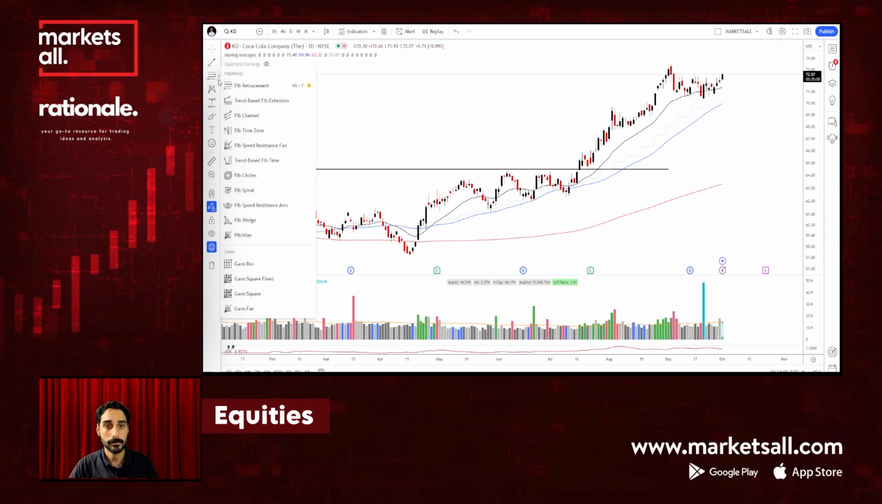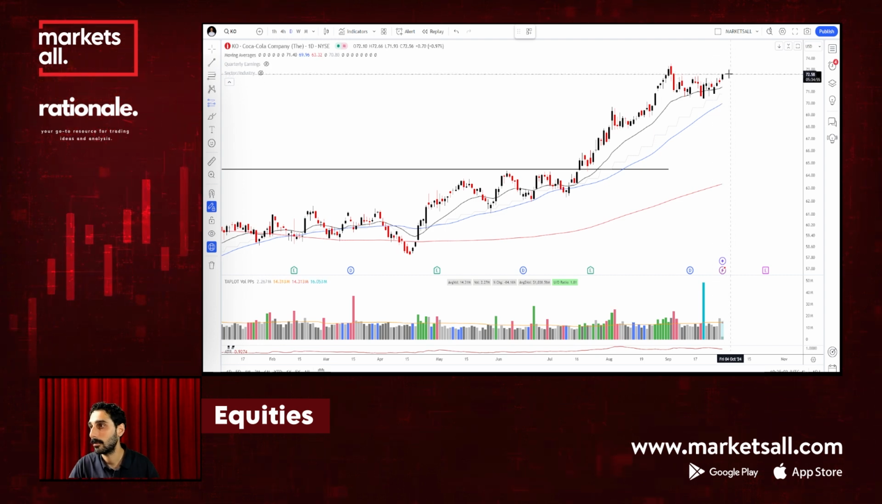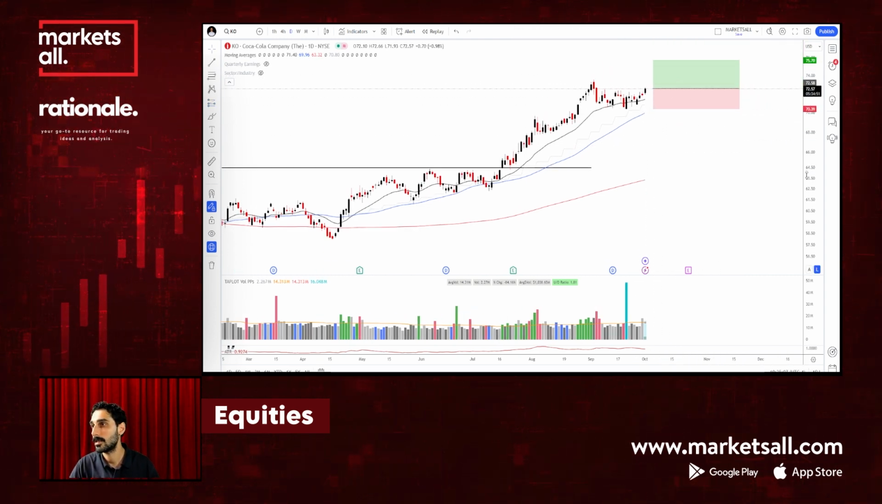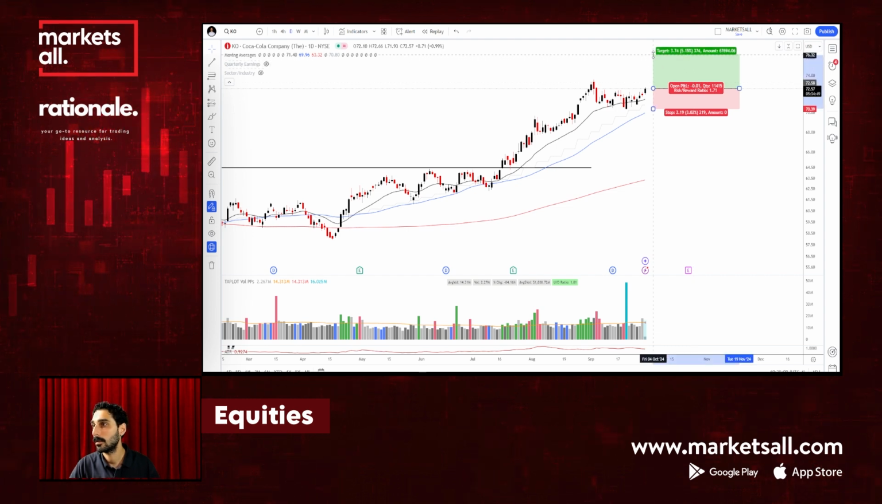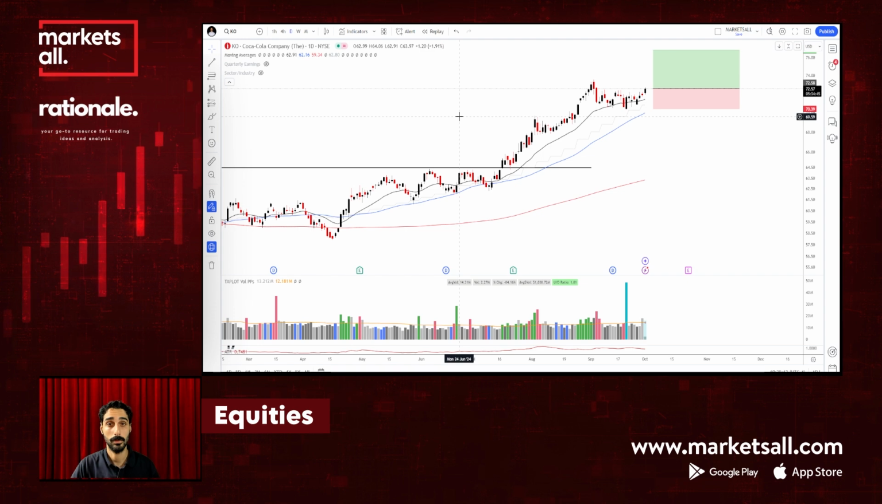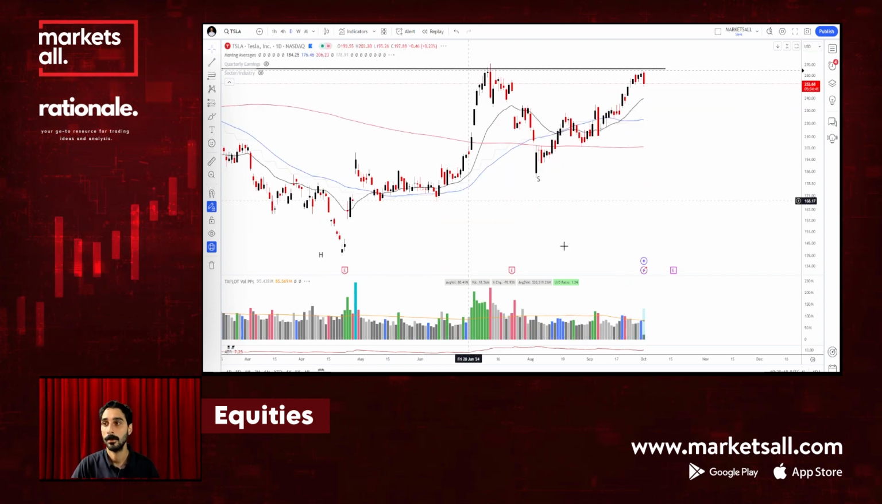I don't know, maybe being long, let's say around here, with a stop here, like 3% risk. This might be another bet for a continuation of this price action in Coca-Cola company.